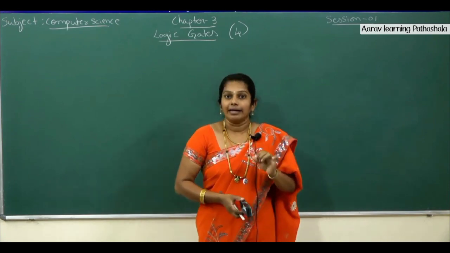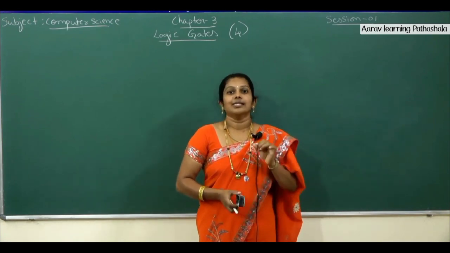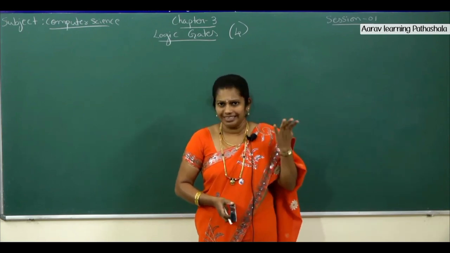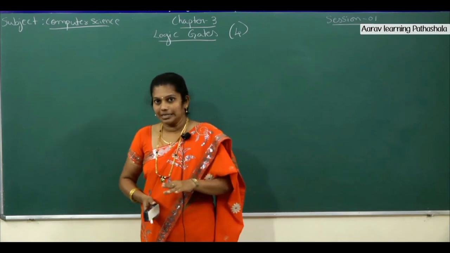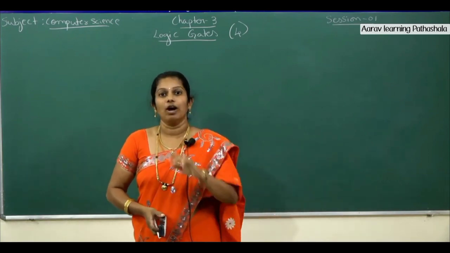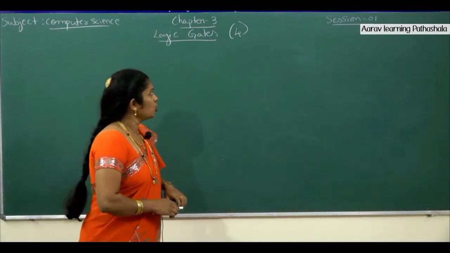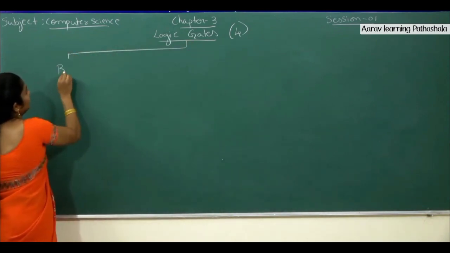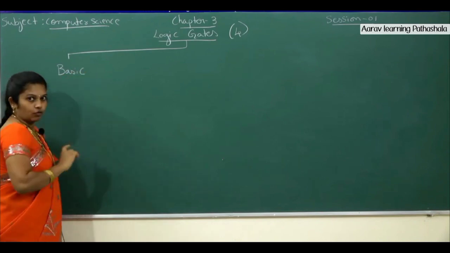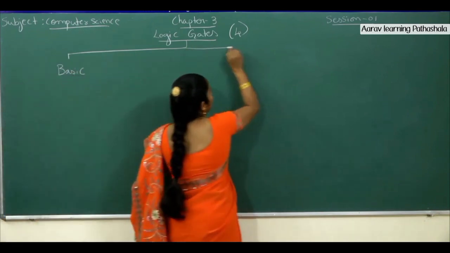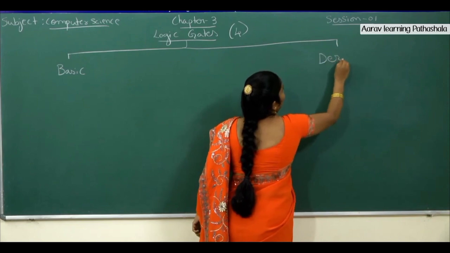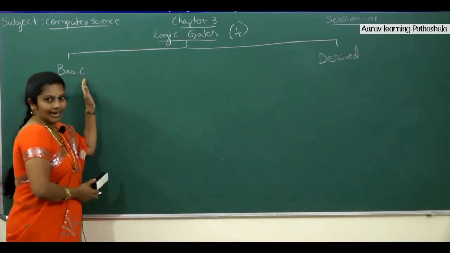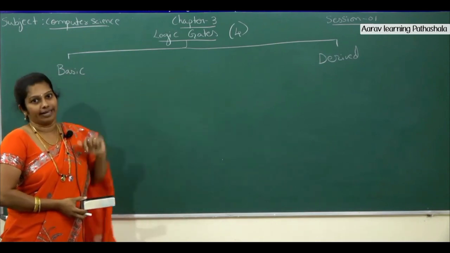It means that gate is an electronic circuit. It takes one or more, where it may be 2, 3 or more, anything, input signals and it produces only one output signal. In logic gates, there are 2 types of gates. First one is basic gates and the second one is derived gates.